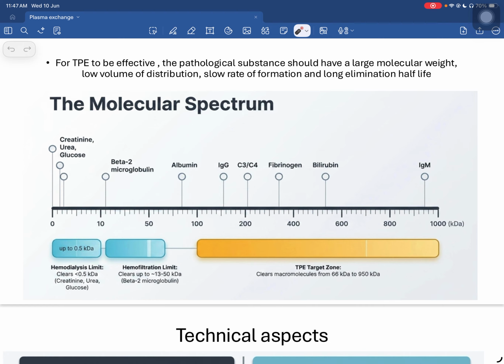So, what is the ideal characteristic of a molecule for it to be eliminated by TPE?